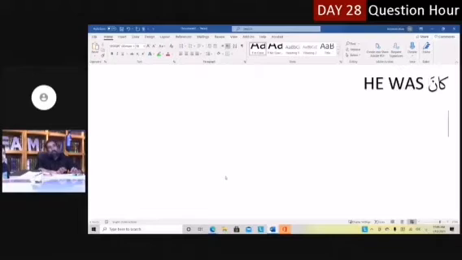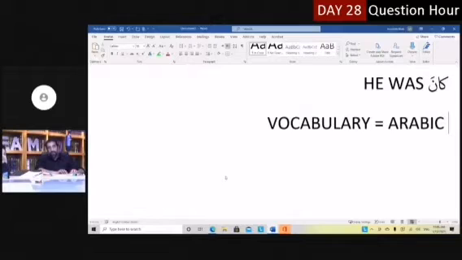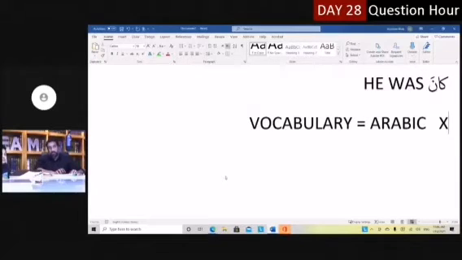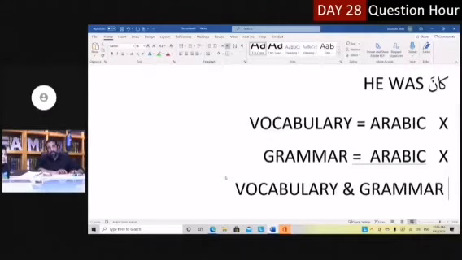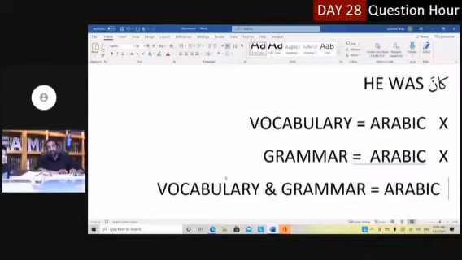Now, this is where I don't have a choice but to share with you some very important things about how Arabic is studied. Some people say, if you just learn the vocabulary of the Quran, then you know Arabic. And this is wrong. Then other people say, if you just know grammar, then you know Arabic. That's just wrong. And then people say, if you know vocabulary and grammar, now you know Arabic. That's also wrong.